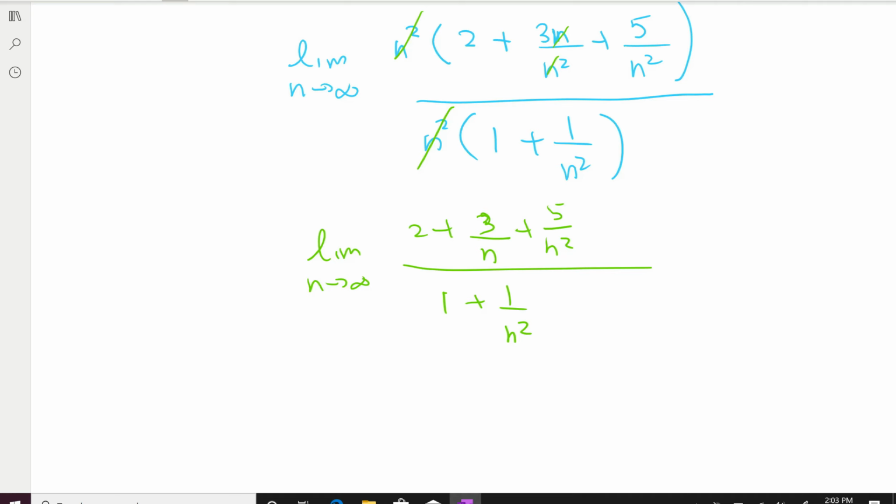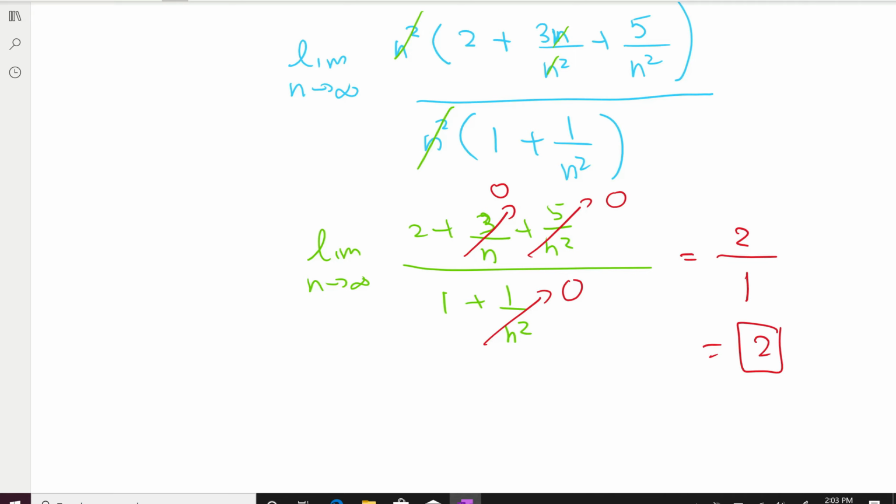Now think about this. When n goes to infinity, 3 over n approaches 0, because that's a fraction and n gets large in the denominator, so overall it goes to 0. Same argument, 5 over n² approaches 0, and 1 over n² approaches 0. So what's left? In the numerator, it's 2 plus 0 plus 0, which is 2. In the denominator, 1 plus 0, which is 1. So the limit is 2.